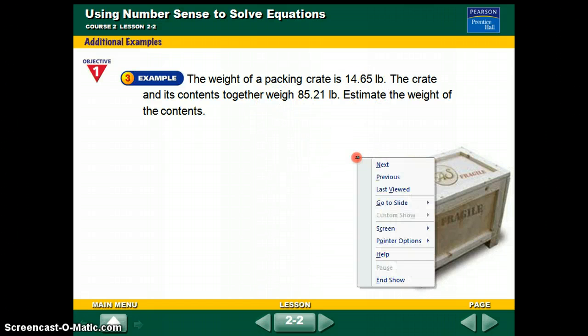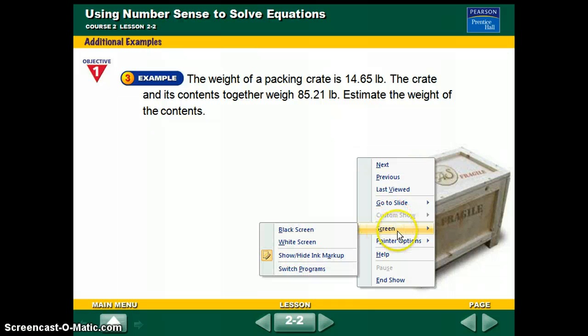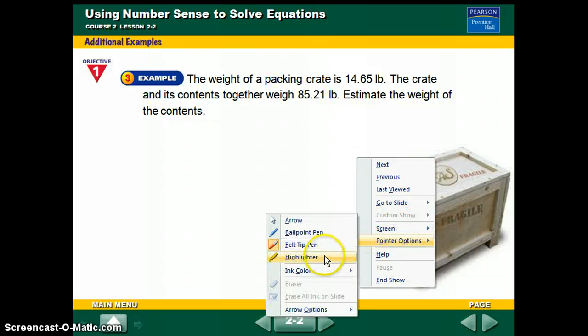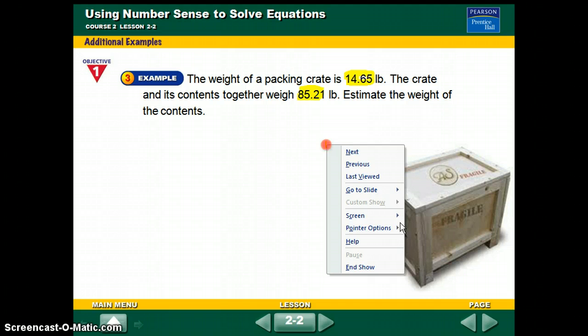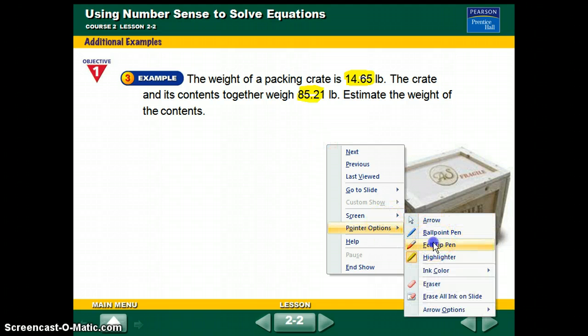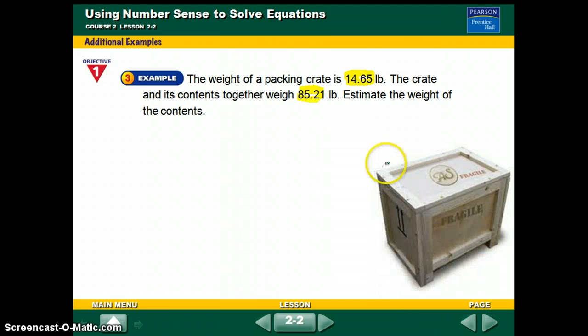It says the weight of a packing crate is 14.65 pounds. The crate and its contents together weigh 85.21 pounds. I'm just going to highlight those numbers because chances are we're going to have to use them somehow. Now you notice the next word, estimate. I love that word, because that means you don't have to get it exact, and it's much easier if you estimate. Isn't that usually what we like to do with a lot of things?